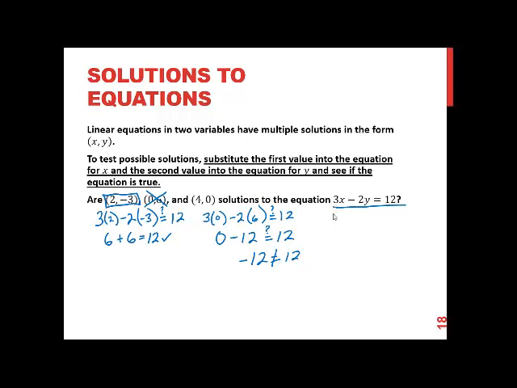Alright, 4, 0 we'll do. 3 times 4 minus 2 times 0. Does that equal 12? 12 minus 0 is, yeah, that works. So 4, 0 is a solution to that equation, and it's also a point on the graph.